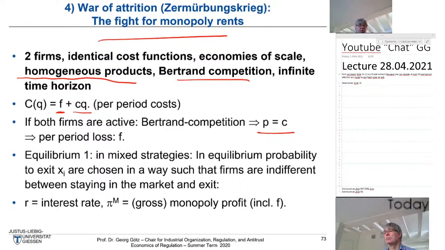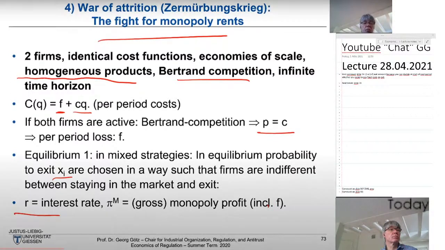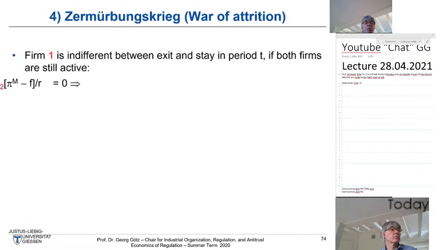And the interesting equilibrium is one in so-called mixed strategies. You stay in a market with a certain probability, or exit with probability X, okay? And this probability is chosen in a way that the firms are indifferent between staying in a market and exiting. So just to make this clear to you, first of all, I need some notation. R is the interest rate, pi m is the monopoly profit, so the per period profit would be pi m minus F. And what you get here is just the discounted profit once you start with the monopoly profit stream.